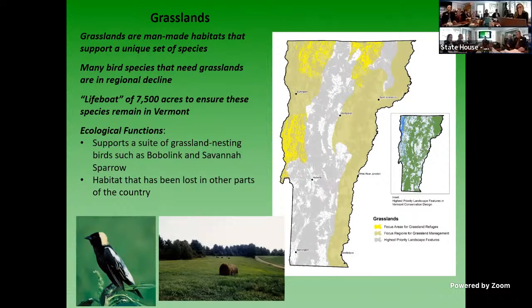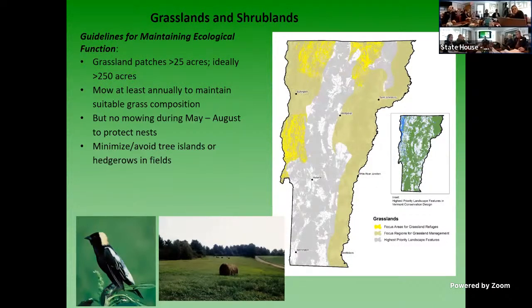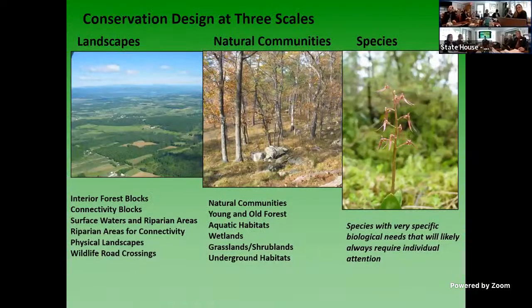And so this is showing how there are certain parts of the state where that grassland habitat is particularly valuable. And then the management needs for that particular feature in the design, I want to show you how specific they are compared to what I showed you for forest blocks. As we've gone down in scale, those management and conservation needs are more focused too. So those are the landscape and natural community features.